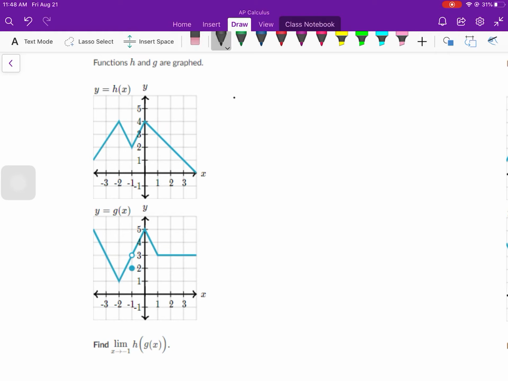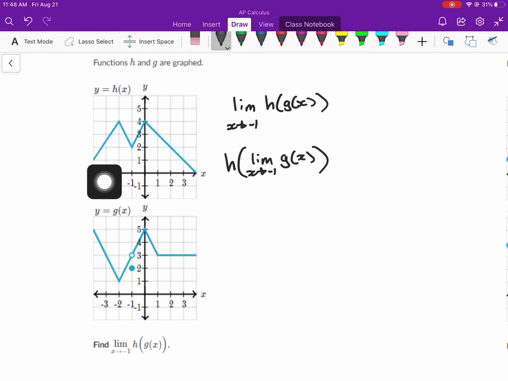So h and g are graphed here. Let's find the limit as x approaches -1 of h of g of x. If you remember, we can rewrite this as h of the limit as x approaches -1 of g of x. So let's start with the limit of g. Looking at g, as x approaches -1, the limit is 3. The function's value is 2, but the limit is 3. So we're looking for h of 3 now, because this limit is 3. And then h of 3 is 1.